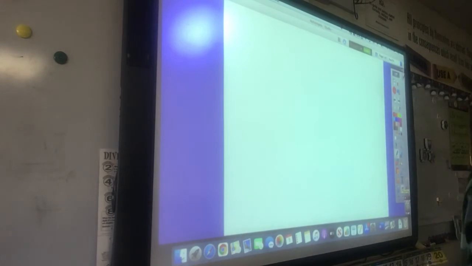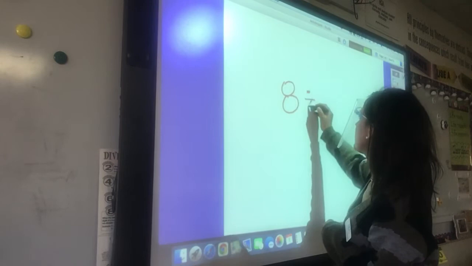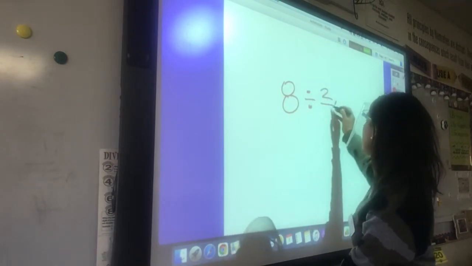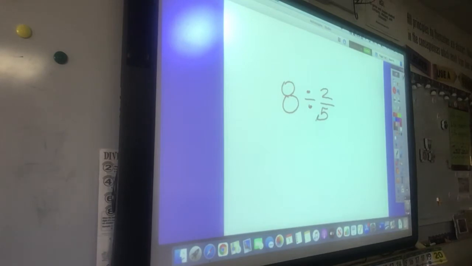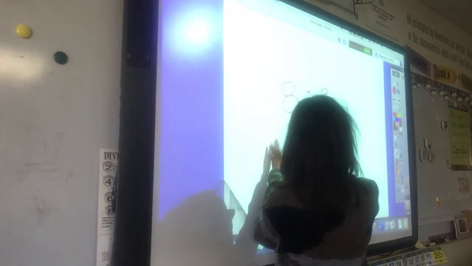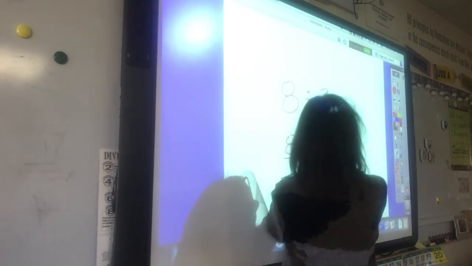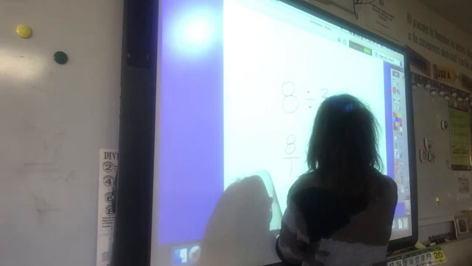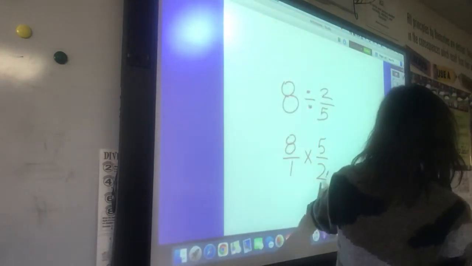Okay, so we're gonna start with a whole number divided by a fraction. So this is your first example, 8 divided by 2/5. And then you literally do it every time. You keep. So if we keep 8, it's just 8/1. We change this to multiplication. We flip this to 5/2. You keep, change, flip.